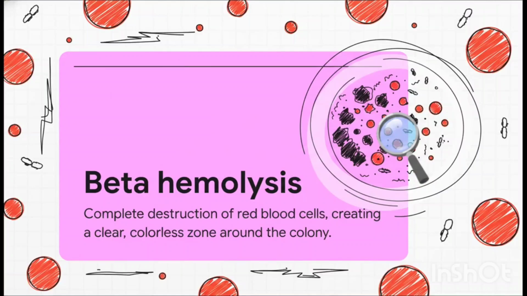Next, we have beta hemolysis. Now, this one is the big one. This reaction is way more dramatic. The bacteria completely decimates the red blood cells, leaving a totally clear, colorless zone around it. This complete clearing is a major clue for identifying some of the more dangerous strains of strep.